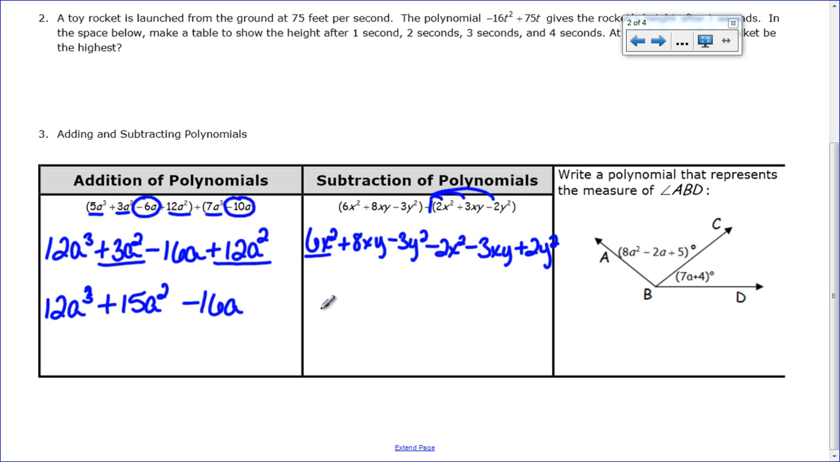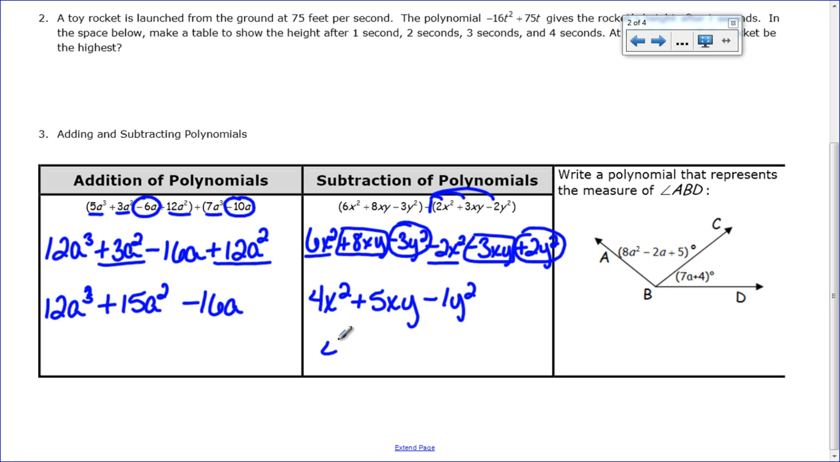So my first term is a 6x squared, and if I go down, I see that I also have a minus 2x squared. So if I do 6 minus 2, I get 4x squared. Then for my next one, I have this 8xy minus this 3xy, and if I do 8 minus 3, I get 5, and it's positive, so it's 5xy. And then I have this negative 3y squared plus 2y squared, and if I do negative 3 plus 2, I get negative 1y squared. You don't have to write the 1.